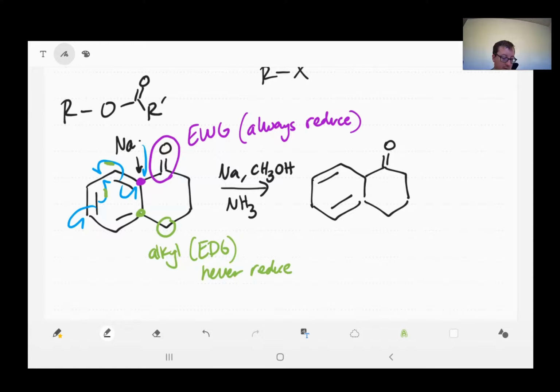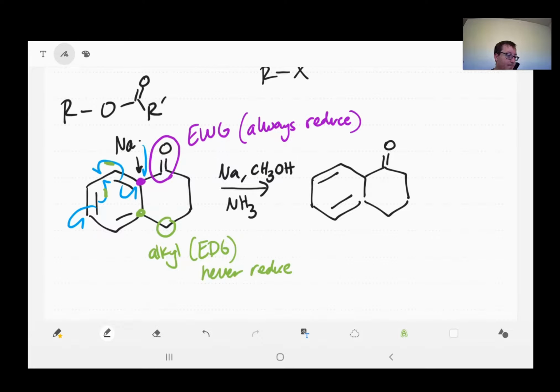Hopefully we all see. You just get rid of the double bond that's next to your electron withdrawing group and move it, essentially. And we're going to get rid of the other double bond that resonates away, keeping the one on our alkyl group.